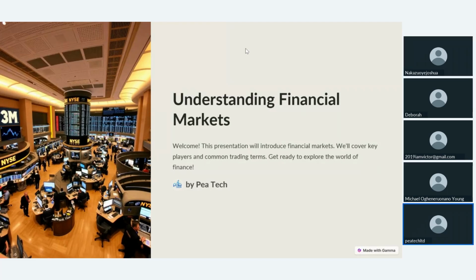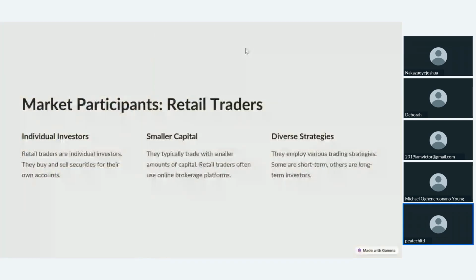Okay, so on Monday we talked about understanding the financial market, right? So today we will continue from the two topics. There are two topics that we'll be talking about today. It's inside the course curriculum I've sent on the group. So the first are market participants, or the market makers, right? So let's talk about the market makers.